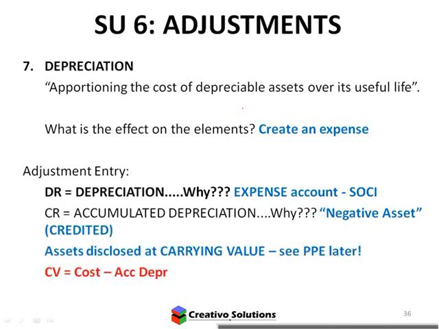I'm going to revise this again when we look at PPE. There's a note about that in the slides, but I've just mentioned it here. CV is carrying value. How do I calculate it? In case you forget, cost minus accumulated depreciation. So you can't forget all the depreciation. We will look at the workings again after the break. I think that was the last adjustment.